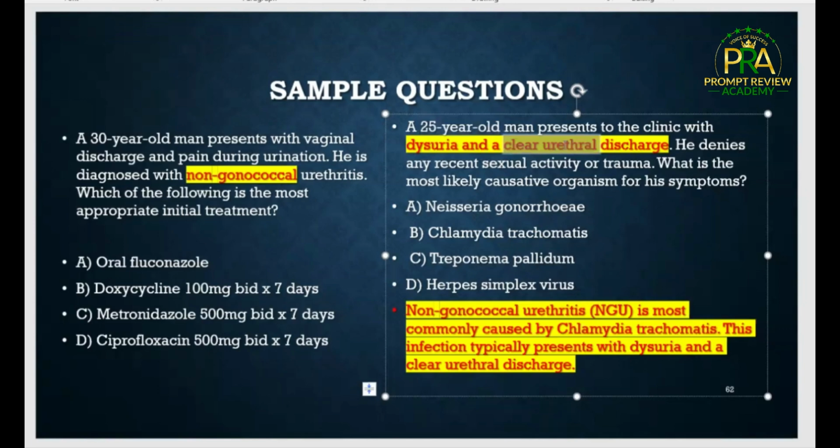And then clear. Chlamydia usually has a clear or white discharge, but something like gonorrhea has a greenish discharge. Because they said clear discharge, that will be chlamydia. Non-gonococcal urethritis is most commonly caused by Chlamydia trachomatis. This infection usually presents with dysuria and a clear urethral discharge.